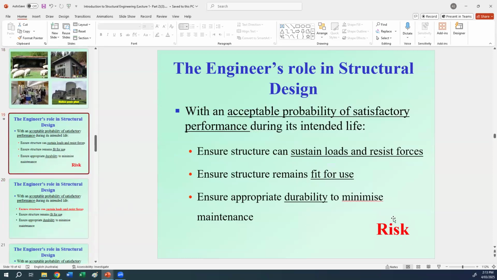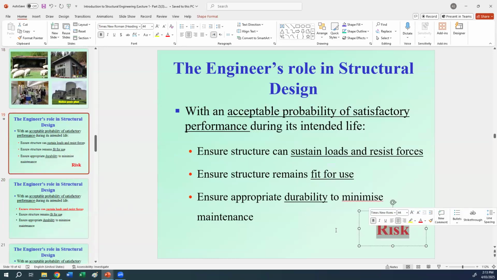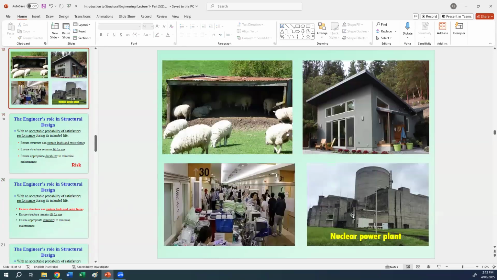Okay, again, the main thing we are looking at in this part is the risk. So when you design a nuclear power plant, the risk is very high, so when you are designing, you need to consider a higher factor of safety to avoid this risk or to minimize the risk with this type of design.